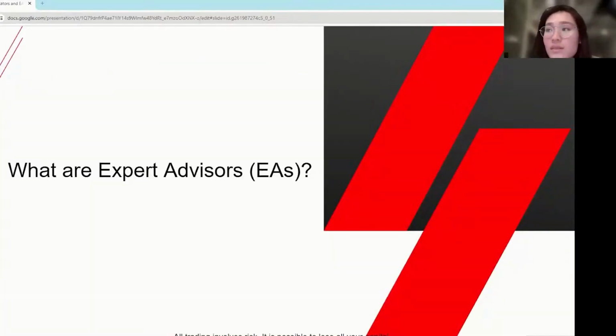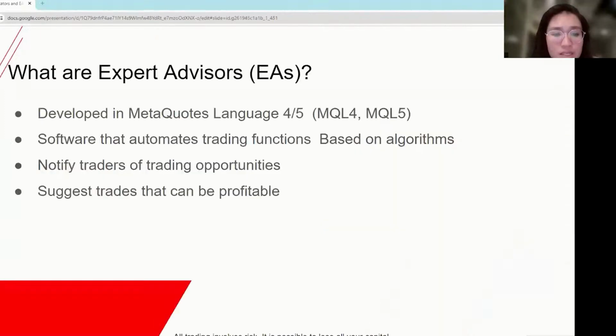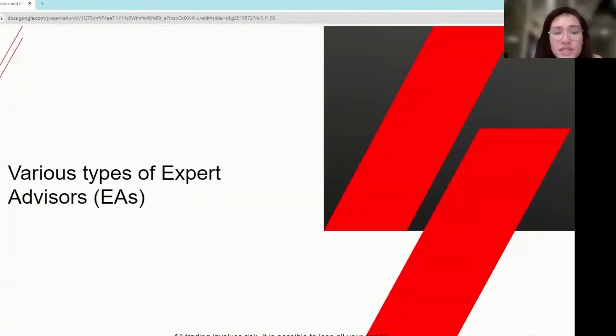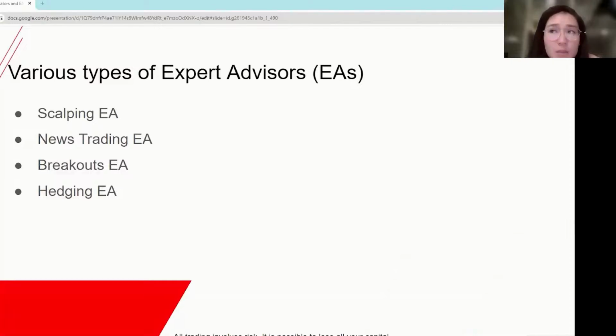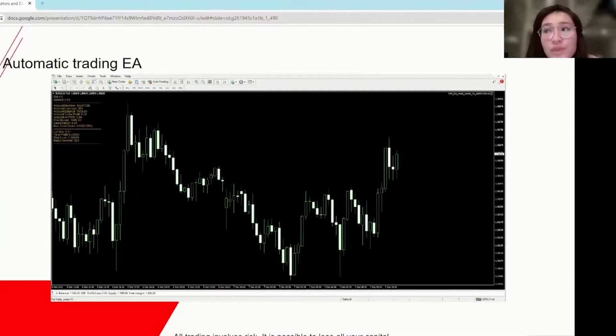Okay, so what are some expert advisors or EAs? They are basically developed in MQL4 as well as 5, and it's software that automates trading functions based on algorithms. It basically notifies traders of trading opportunities and suggests trades that can be profitable. Different types of EAs: we have the scalping EA, news trading EA, breakouts EA, and hedging EA. It really depends on your trading strategy and what exactly you are looking for.